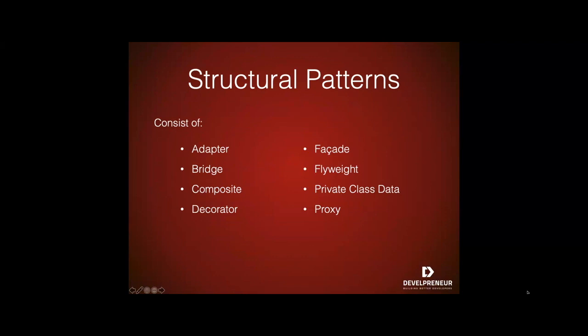Facade is a structural design pattern that provides a simplified interface to a library, a framework, or any other complex set of classes. Flyweight is a structural design pattern that lets you fit more objects into the available amount of RAM by sharing common parts of state between multiple objects instead of keeping all of the data in each object.